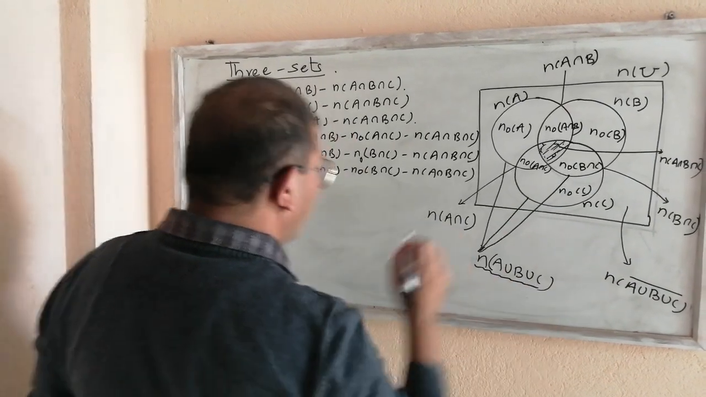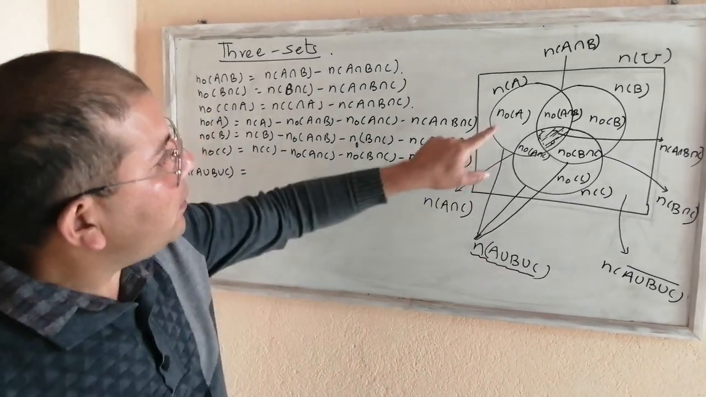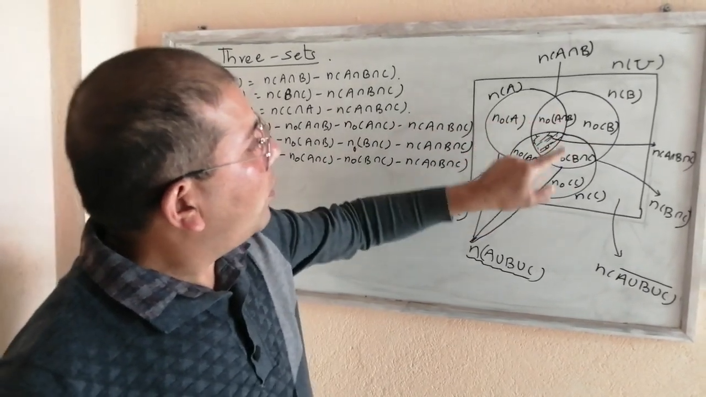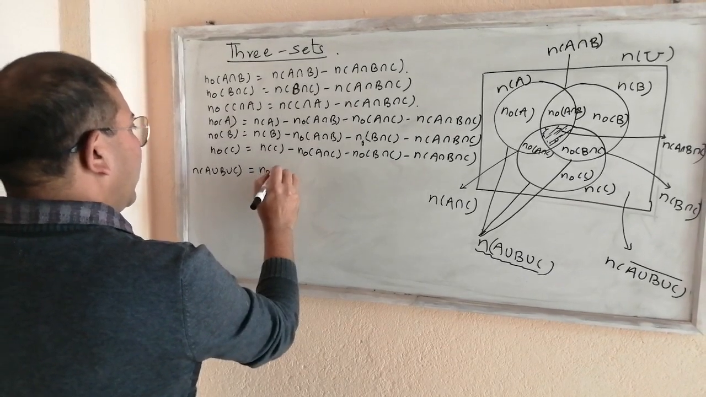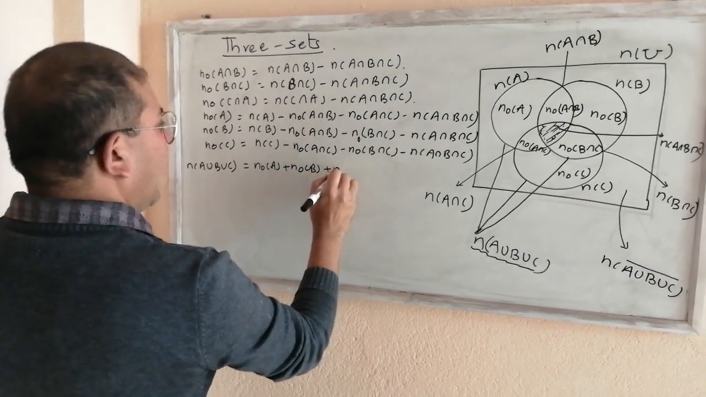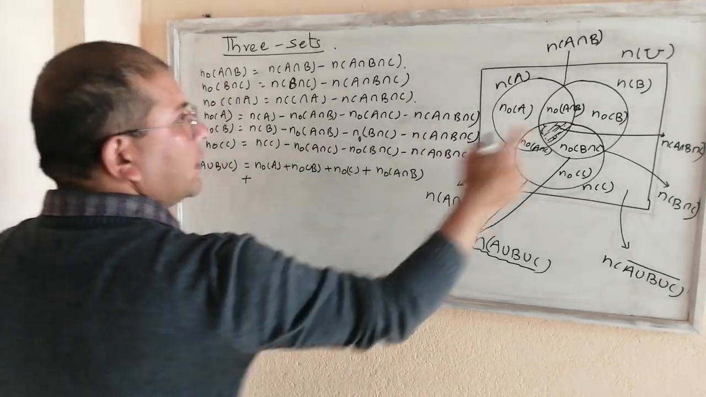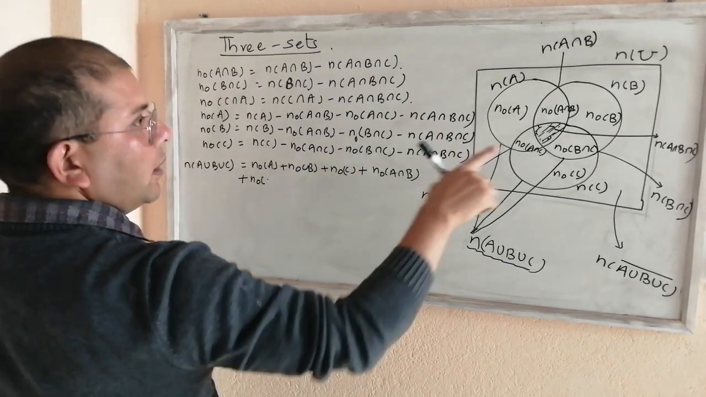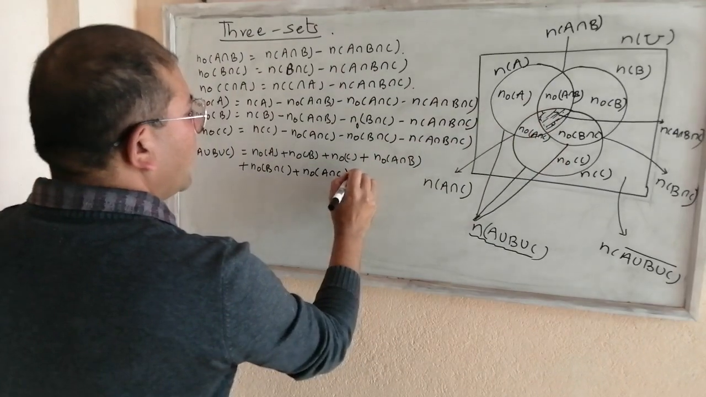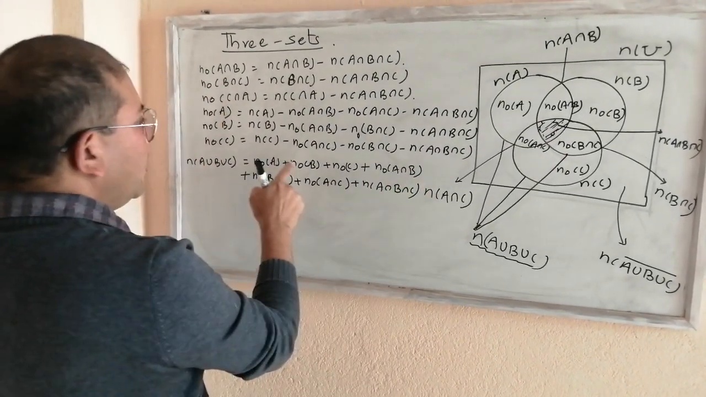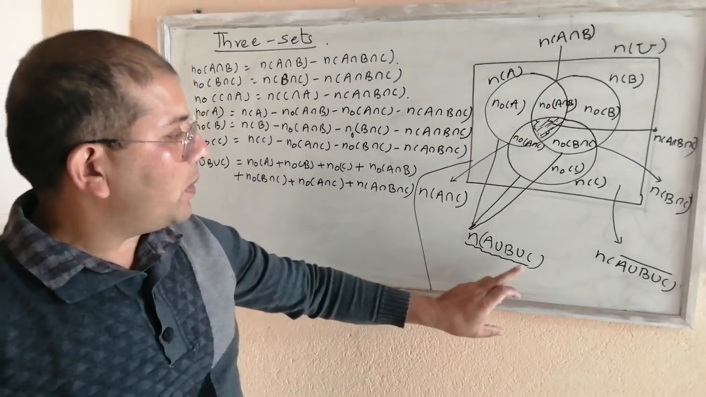Now we need to find out this one, n of A union B union C. It is the combination of this portion, 1, 2, 3, 4, 5, 6 and 7. If you add all these regions, you will get this one. So n naught of A first, n naught of B second, n naught of C third, plus n naught of A intersection B, plus n naught of B intersection C, plus n naught of A intersection C, and plus n of A intersection B intersection C. 1, 2, 3, 4, 5, 6, 7. If you add all these 7 regions, you will get n of A union B union C.